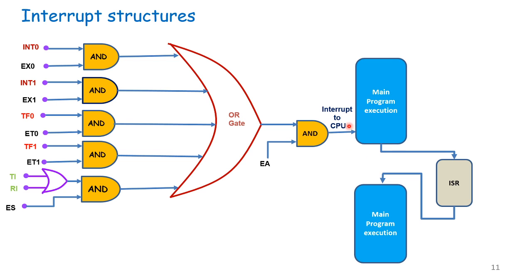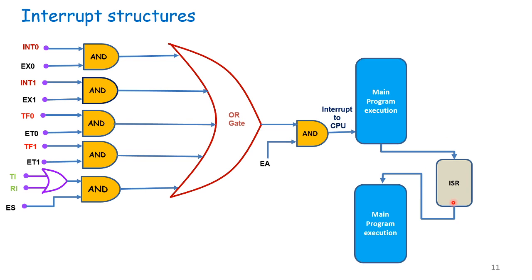When the interrupt occurs, it may be interrupt 0, interrupt 1, TF0, TF1 or serial interrupt. At that time, the microcontroller completes its current instruction, and the content of the program counter register is stored on the stack. It then enters the new address, that is the interrupt service routine address, and then that interrupt service routine gets executed.